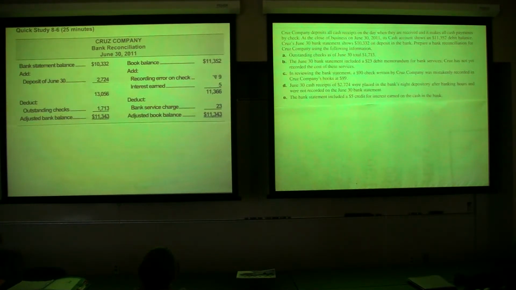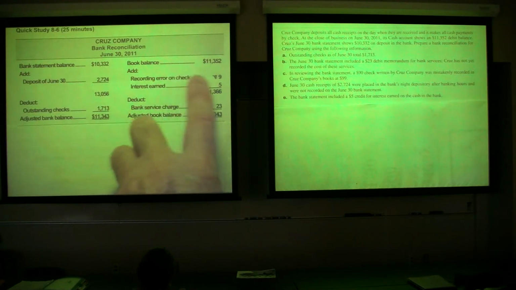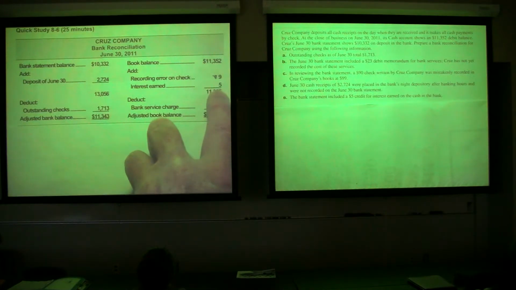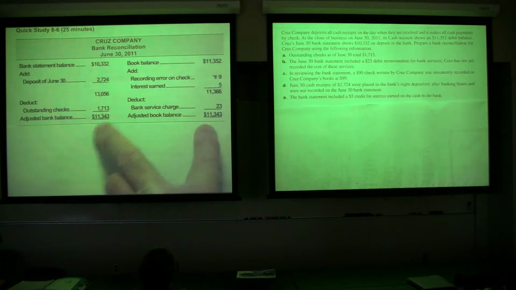All right. Then here's what your check register says you had. You fix the error and add interest earned, those are the two additions. Take away the service charge, and the two adjusted balances are the same. You have a lot of assurance that your accounting was done correctly, so it's okay to go on. Okay? You guys doing good?